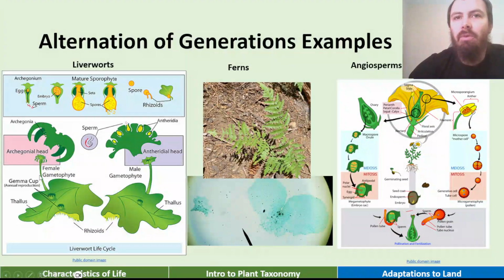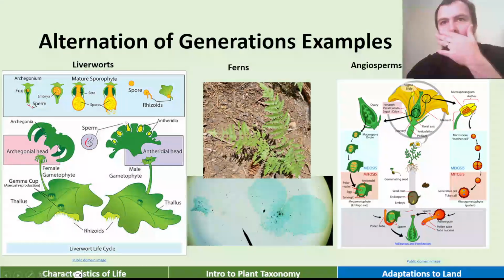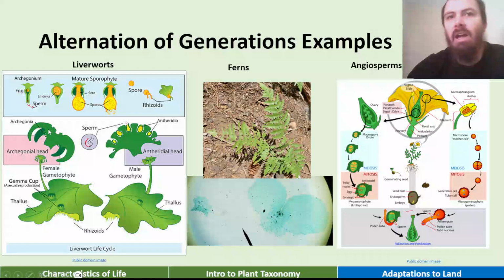Now the liverwort is going to produce these little heads here, archegonia and antheridia. The sperm will swim from one into the archegonium of the other to produce an egg. So here you can see the egg. The sperm swims up into the egg. It's going to grow into the embryo, and it's going to create a sporophyte, or this is the mature sporophyte. So it's going to develop into a sporophyte, grow, and release a bunch of spores.